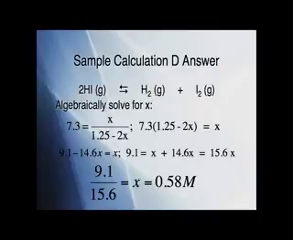So 9.1 divided by 15.6 will give me the value for x, which is 0.58 moles per liter. Please understand that when you are solving for x in an equilibrium constant expression that involves concentrations, the unit for x will be moles per liter, here represented by a capital M.